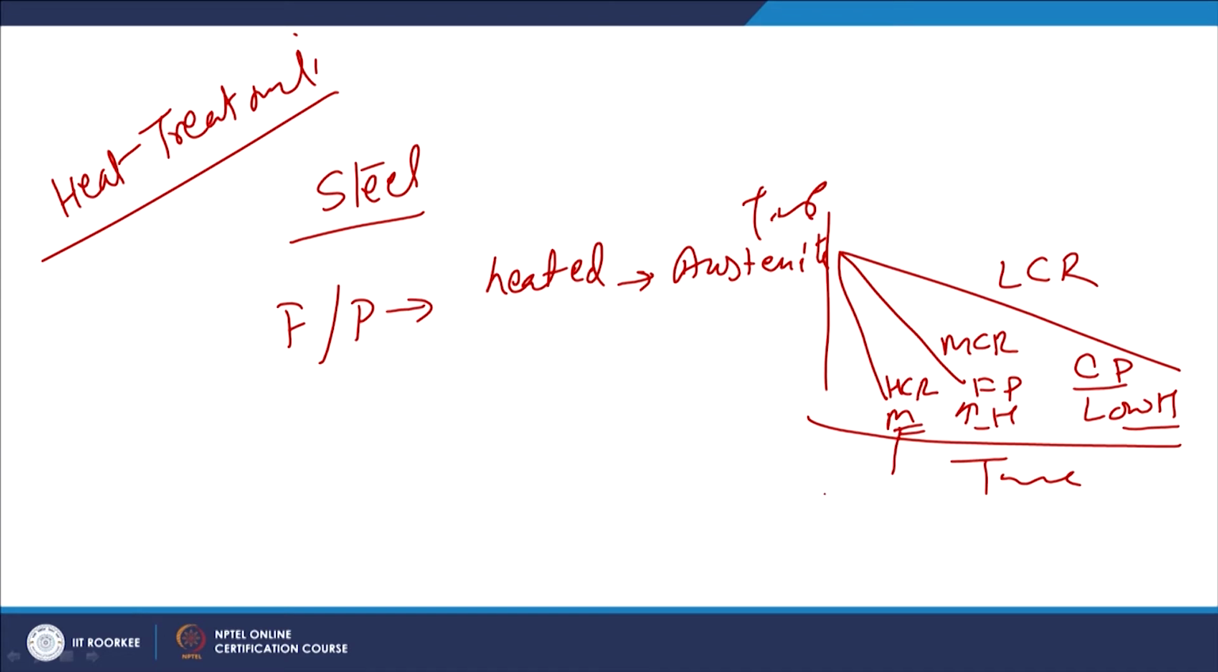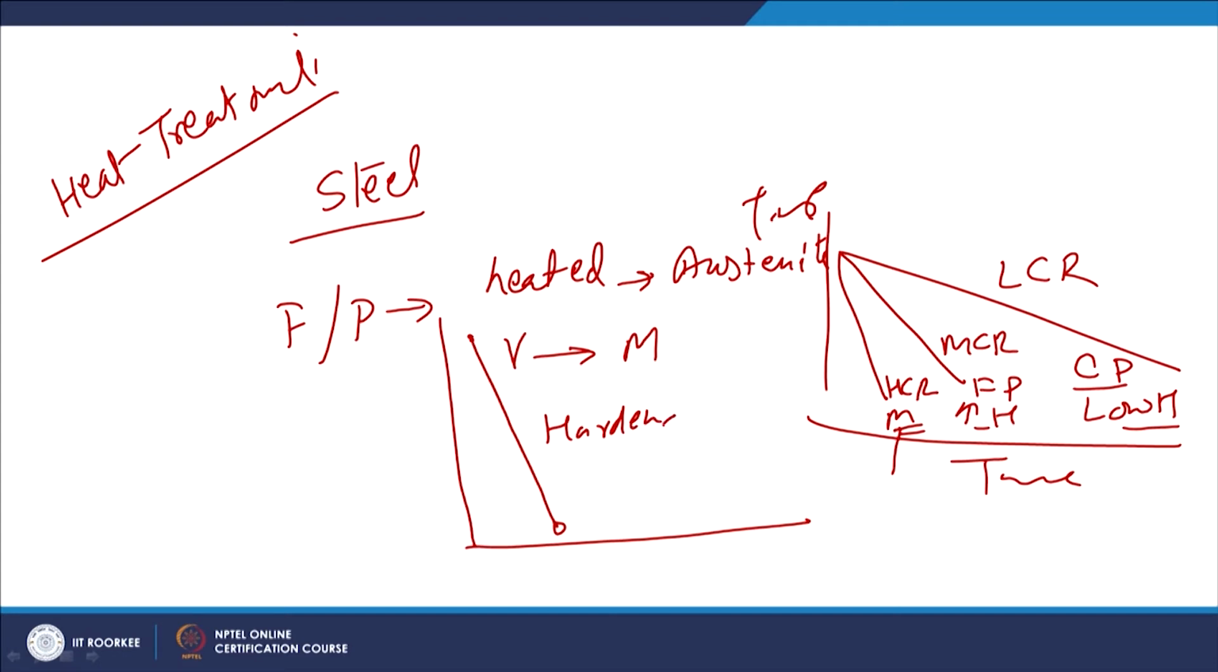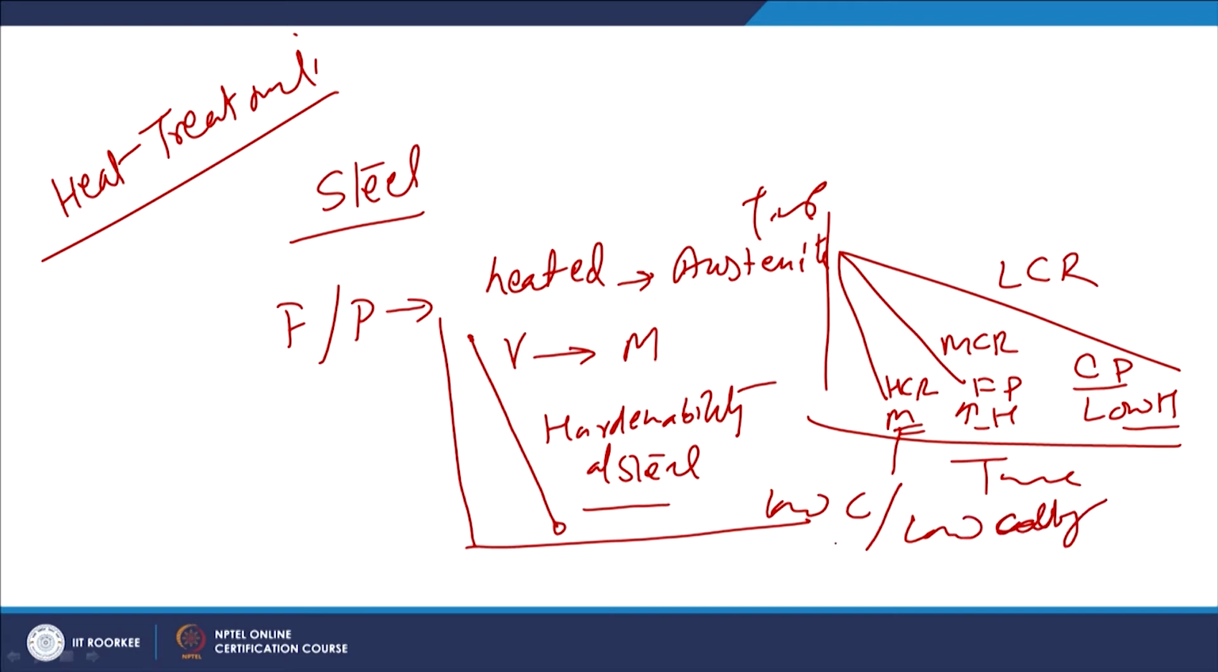So, due to the martensitic transformation, the increase in hardness is significant, but a high cooling rate from the austenitic state to the low temperature cannot be achieved in the case of all types of steels, because the transformation from austenite to martensite is primarily determined by the hardenability of the steel.